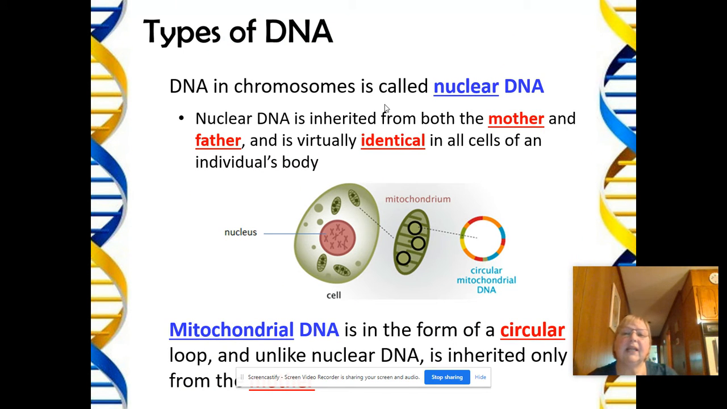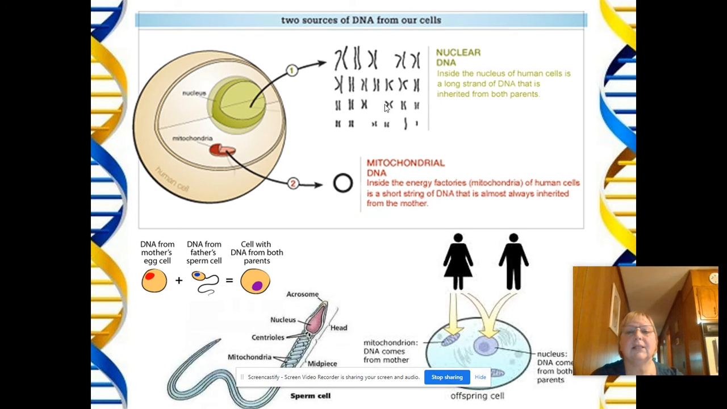There are 2 types of DNA. There is nuclear DNA, which we both inherit from our mother and father, and it's virtually identical in all cells of an individual's body. However, the mitochondrial DNA is only inherited through our mothers, and it is unlike the DNA in the nucleus.